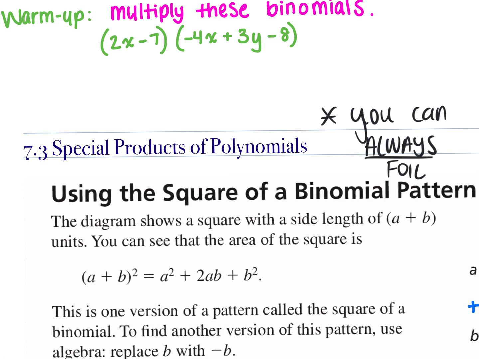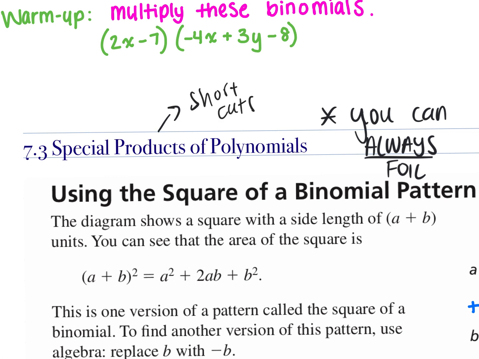So even if you forget everything that I teach you today, you can get by with everything that we learned from 7.2, which was foiling, okay? I just want to be crystal clear on that. You guys heard me, correct? Yes. All right. Now, all of these things that we're going to learn are just little mini shortcuts, okay?